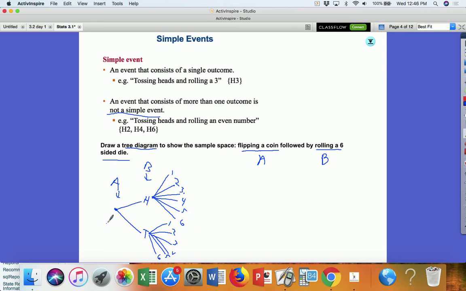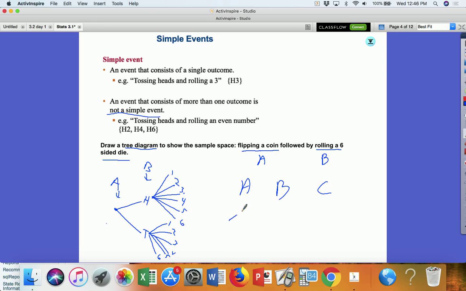So that would be a tree diagram that would represent doing one thing followed by the other thing. Okay. So I'm going to make up something else. I'm going to call it event A, flip a coin, event B, flip a coin, event C, flip a coin. So we're flipping 3 coins.